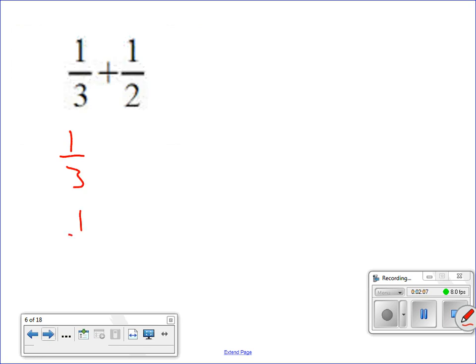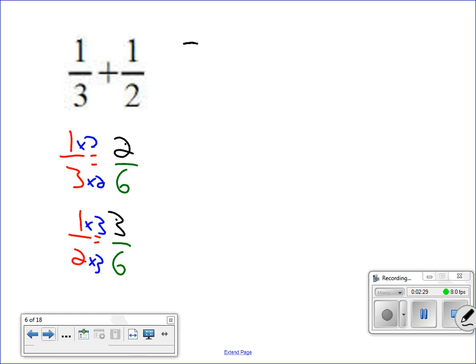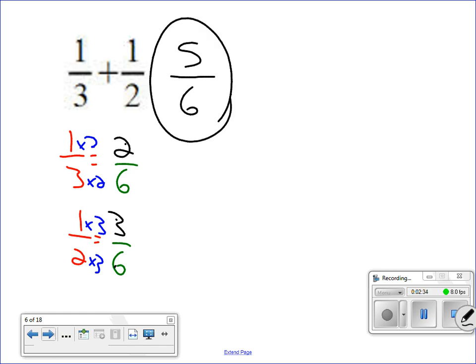1/3, 1/2. What number does 3 and 2 both go into? They each go into 6. Times 2, times 2, times 3, times 3. I get a 2, I get a 3. I'm going to add these up. 2 plus 3 is 5. My denominator is 6. 5/6 is my answer.